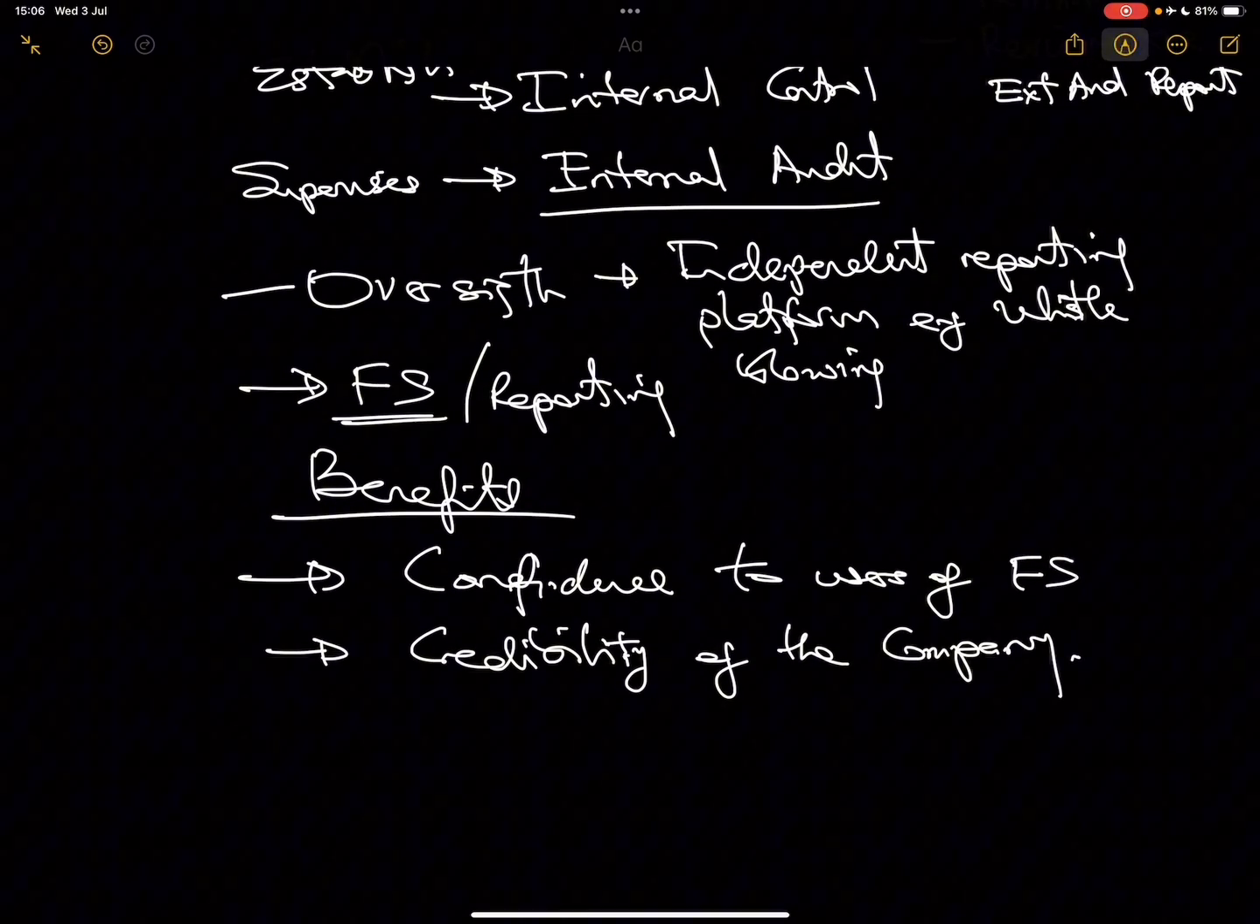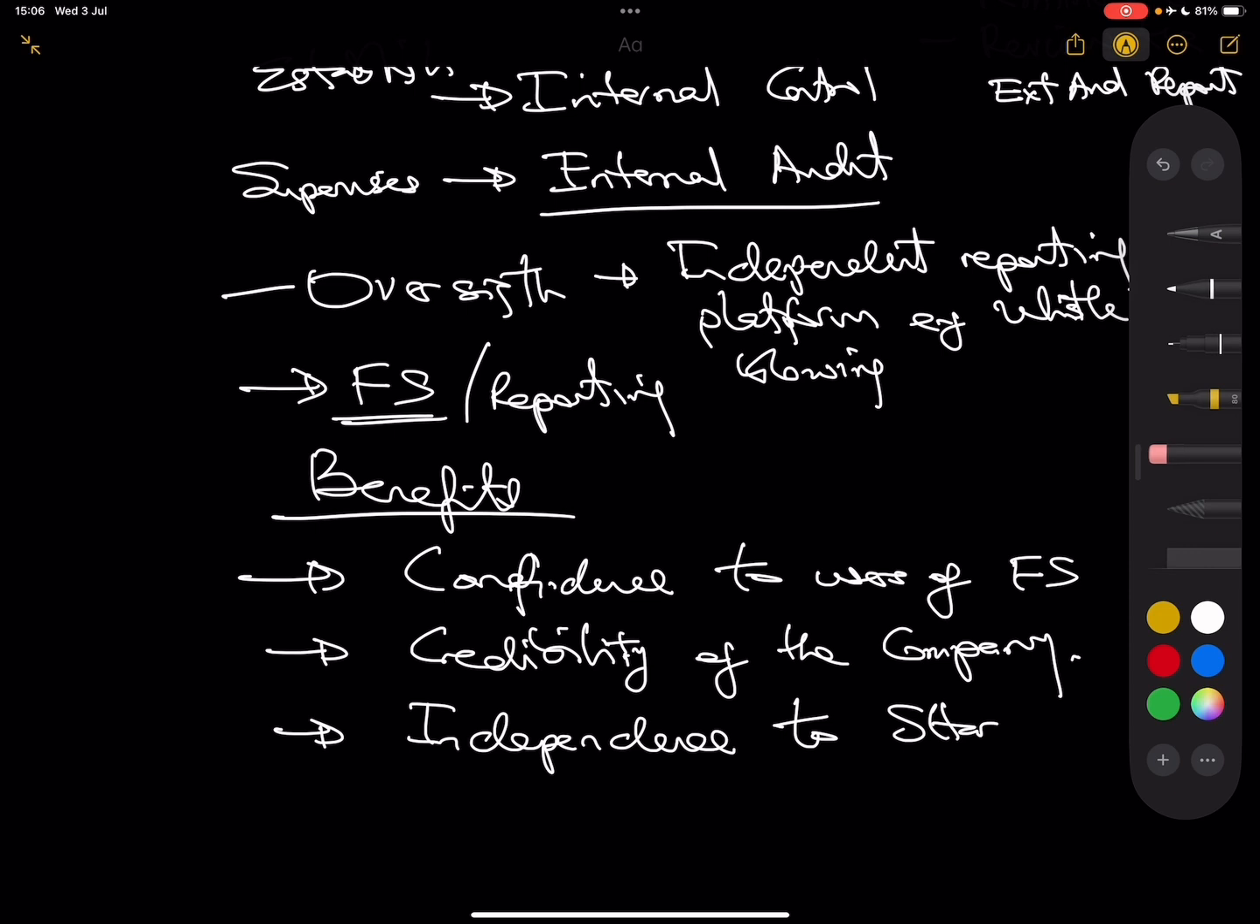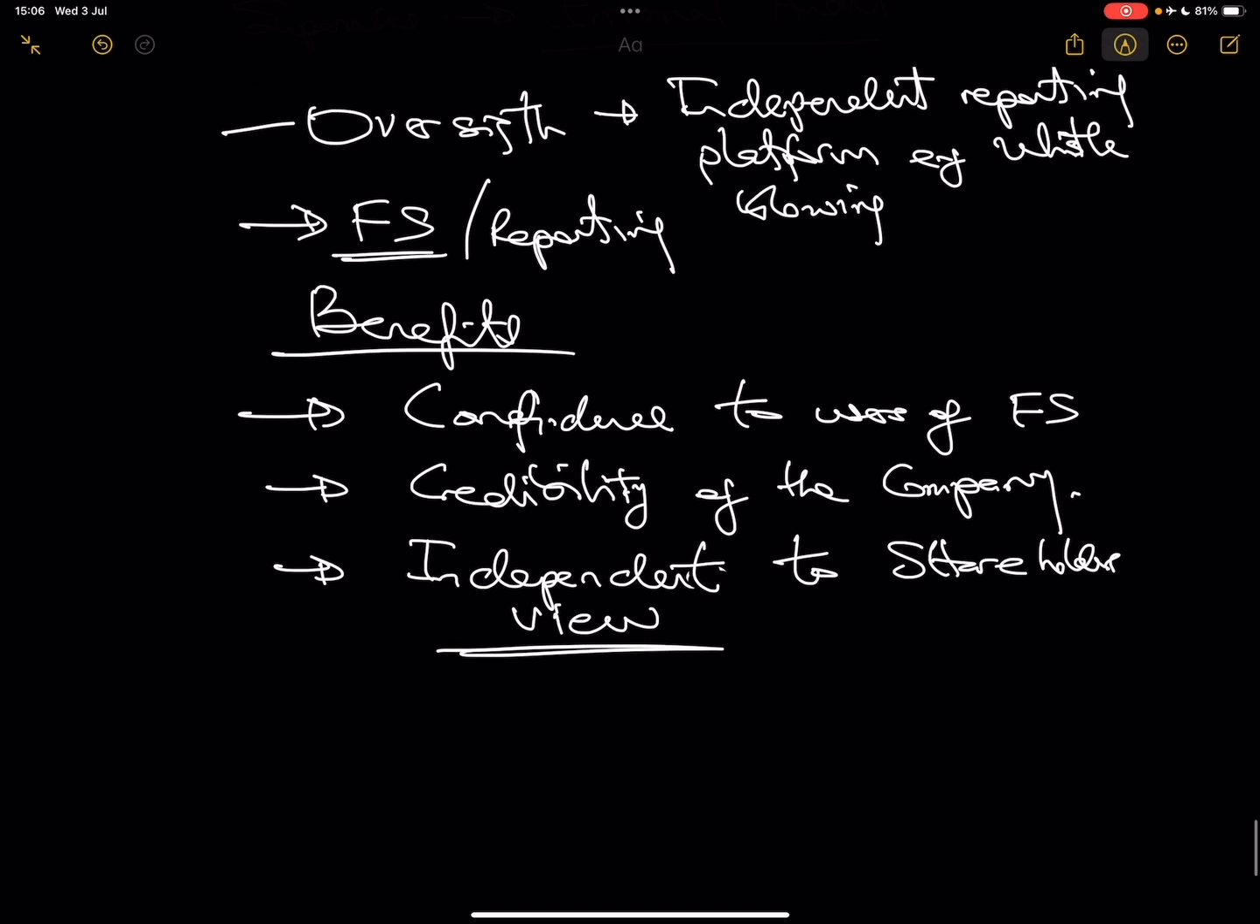And also they provide independence. Let me say they provide an independent view to shareholders, because they are mostly non-executive directors. They are well trusted because of their level of experience and the fact that they are very independent, they are not staff, and they are not executive directors. That helps the company to get credibility and confidence from shareholders. Very important. Those are the benefits of having the audit committee.